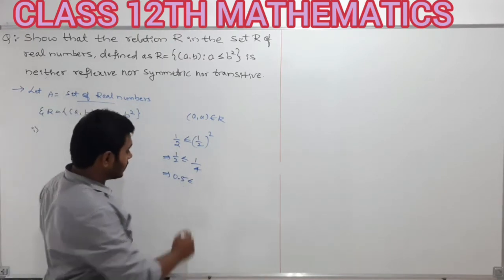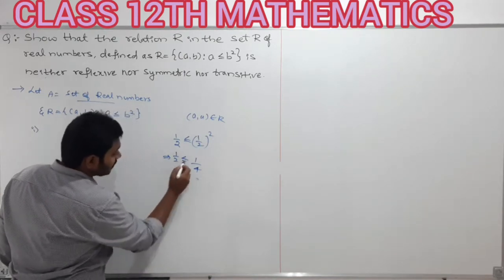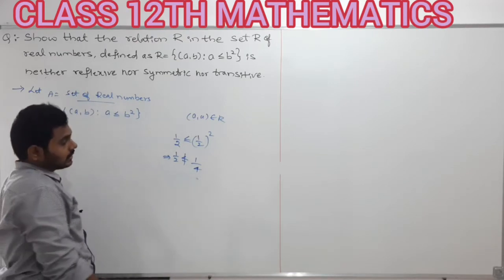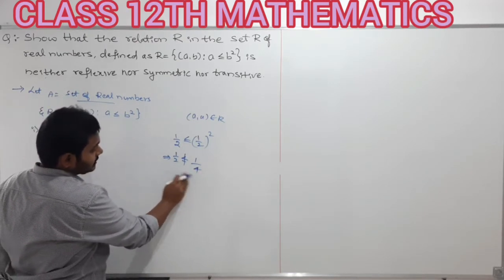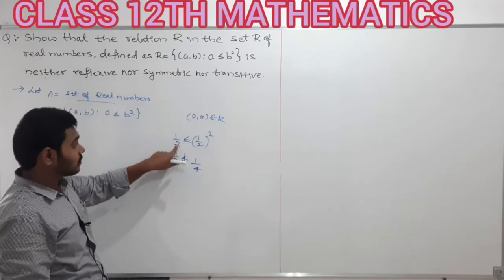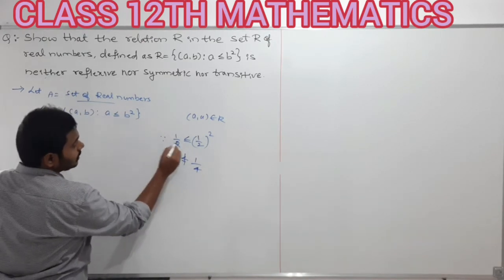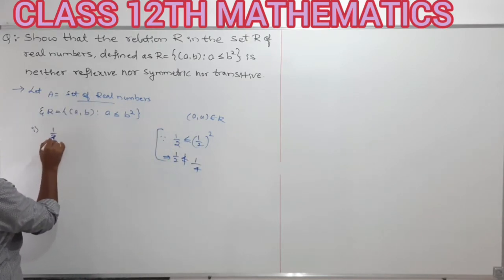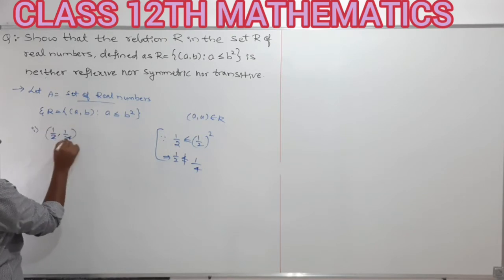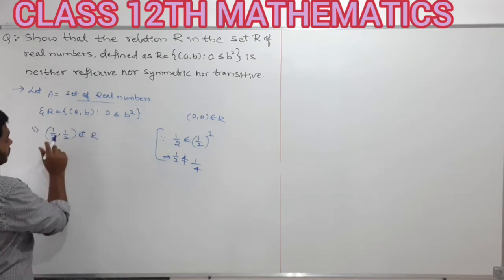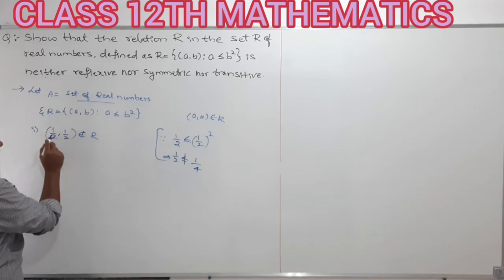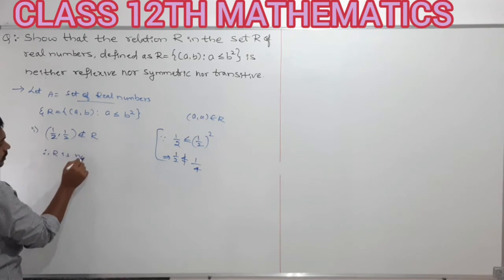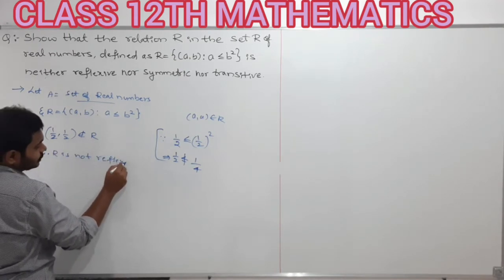So therefore you can write that 1 by 2 is not less than or equal to 1 by 4. Clear? This condition does not hold. For that reason, since 1 by 2 is not less than or equal to (1 by 2) whole squared, we can write that 1 by 2 does not belong to R. So if you take the element 1 by 2, and 1 by 2 does not belong to R, therefore R is not reflexive, my dear students.